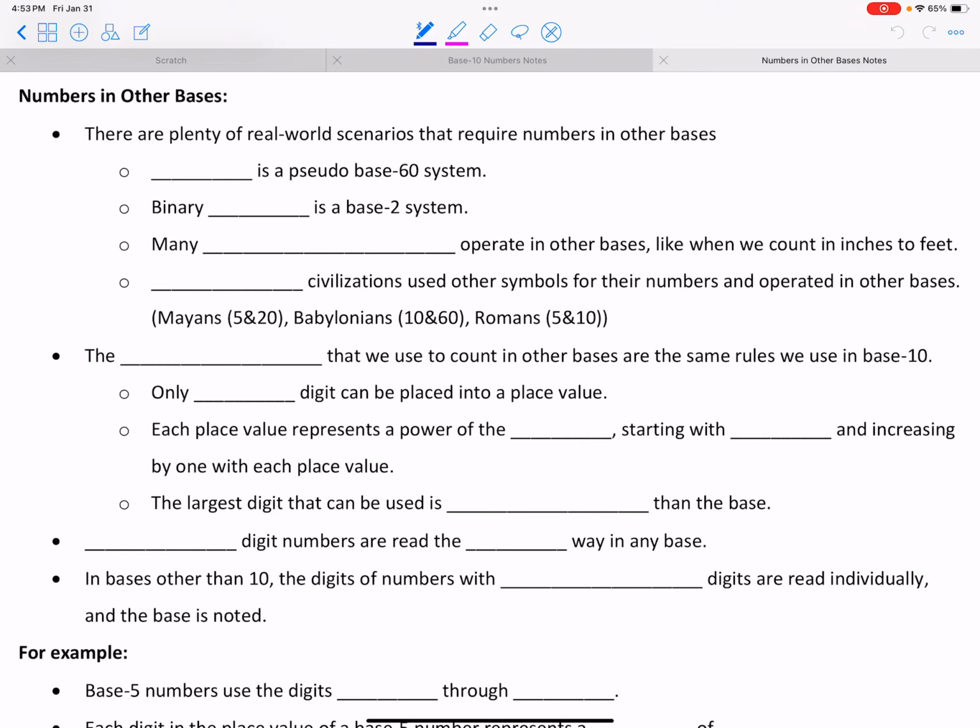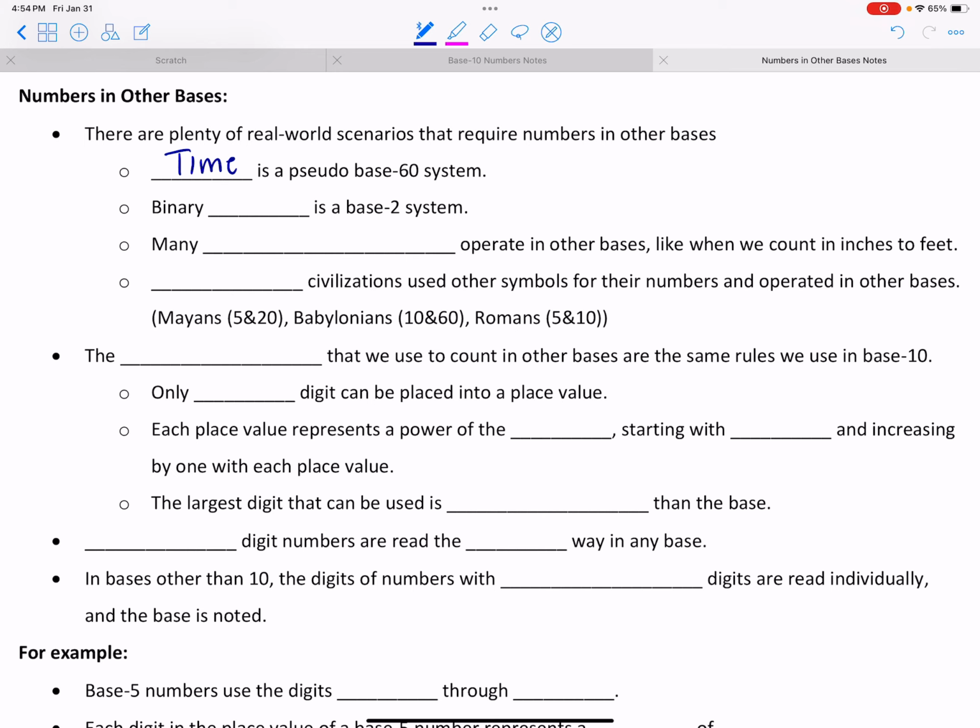Hello and welcome to our lesson on numbers and other bases. There are plenty of real-world scenarios that require numbers to be in other bases or that use numbers in other bases. For example, time. Time is a kind of pseudo base 60 system of numbers.